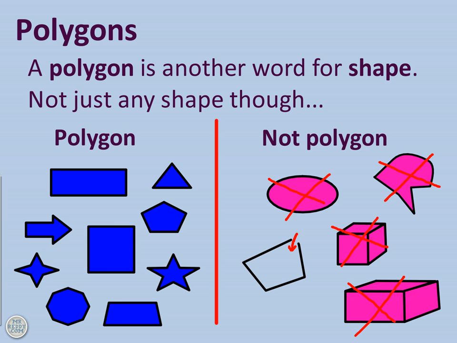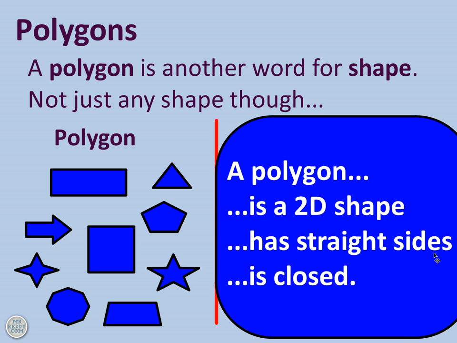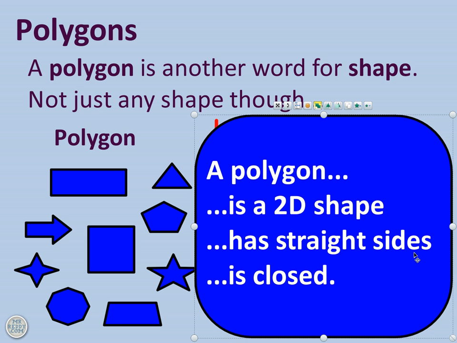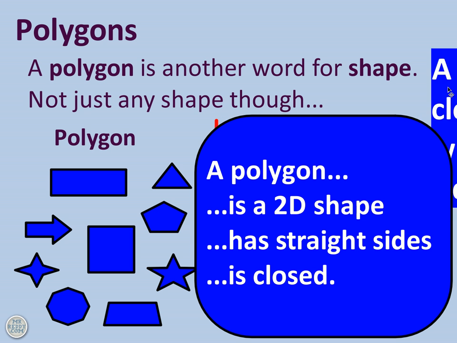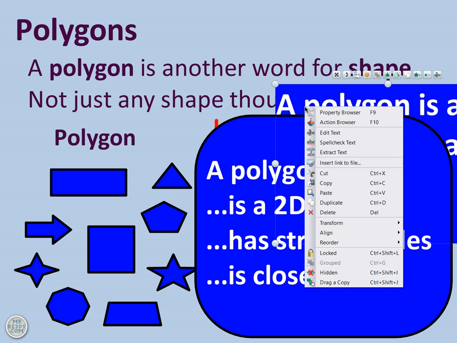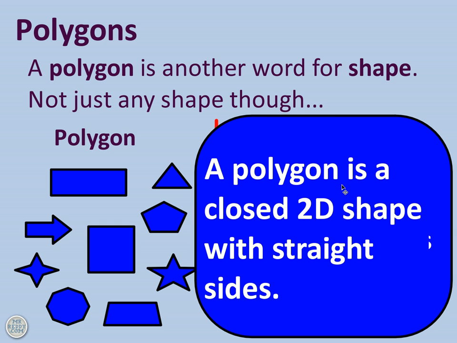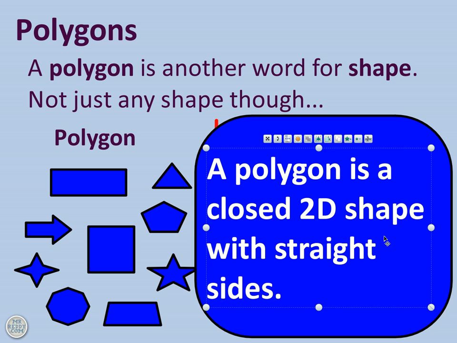So, if I could summarize, I would say then that a polygon is a 2D shape, it has straight sides, and it's closed. Or if you want that in one easy to remember definition, then you would say that a polygon is a closed 2D shape with straight sides.